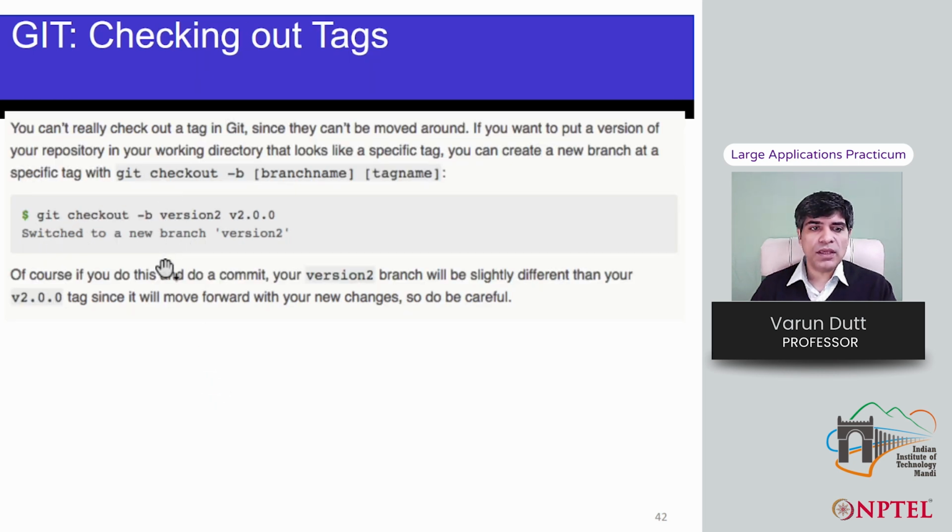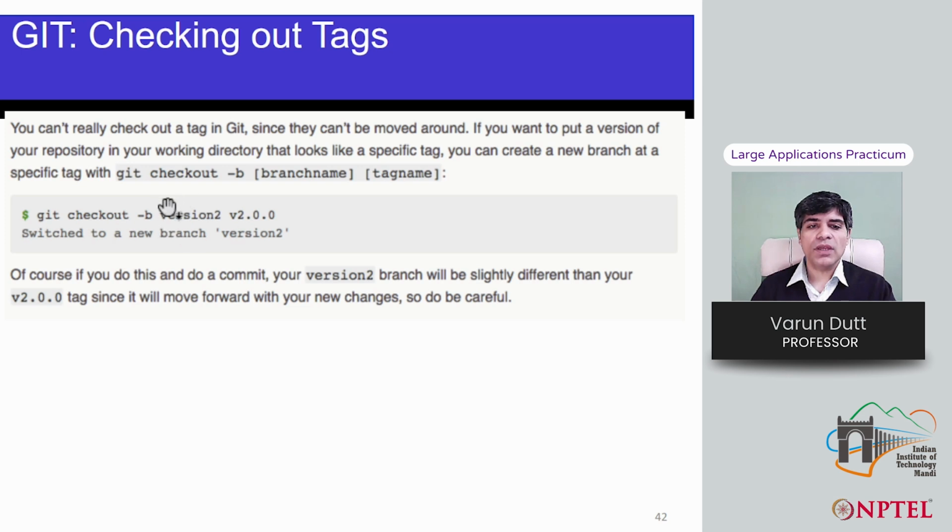One more thing is that sometimes we may want to check out a certain version. Basically, we want to create a branch in the repository. For that, the branch is created by writing checkout -b, the name of the branch, and the tag name. The idea is you can't really check out a tag in Git. But if you want to put a version of your repository in your working directory that looks like a specific tag, you can create a new branch with it.